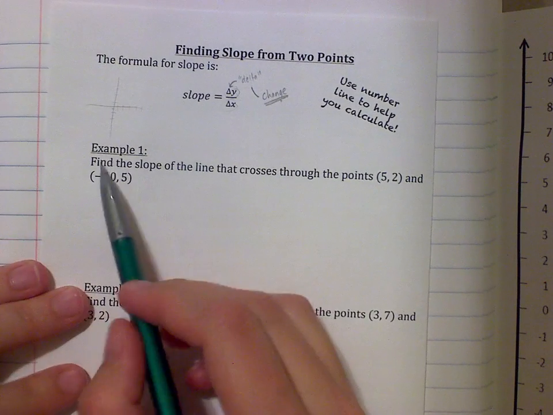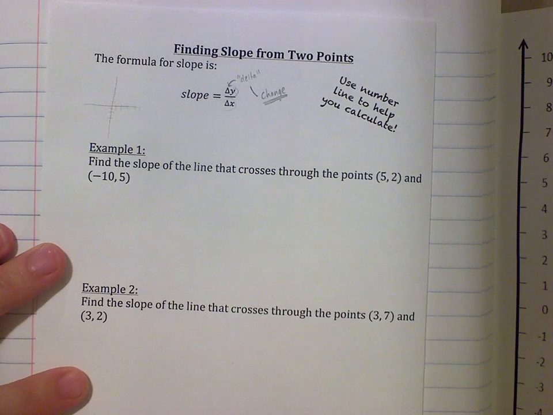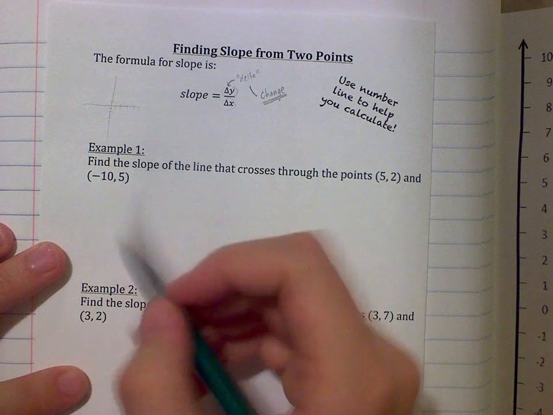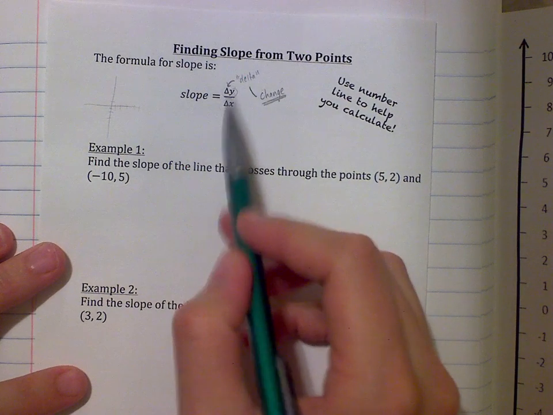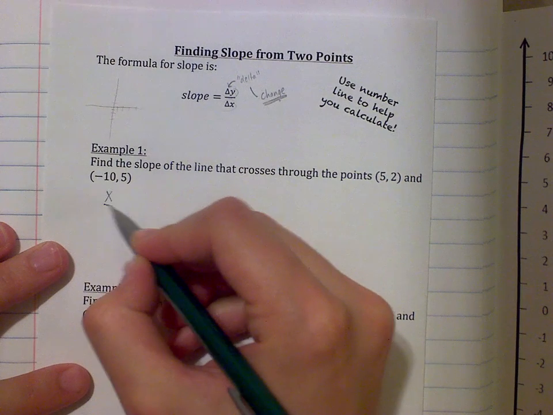So example number 1. Find the slope of the line that crosses through the points 5, 2, and negative 10, 5. So remember, we have to talk about the change in y and the change in x. So let's do this. Let's look at it visually in a little bit of a different way.